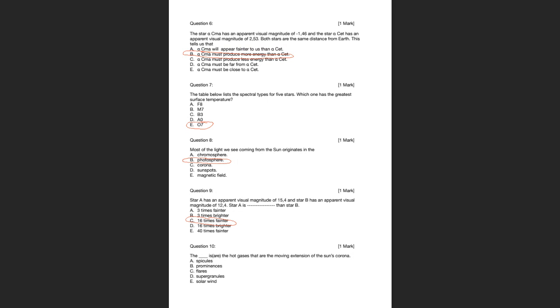Then question number 10, what is or are the hot gases that are the moving extension of the sun's corona? So remember, it's a mock test. It's set up like you would do a normal test, but this is still a practice test, so you can just search for the formula. While doing this test, you're probably having your textbook in one or close by, but tomorrow you're not allowed to have a textbook close by.